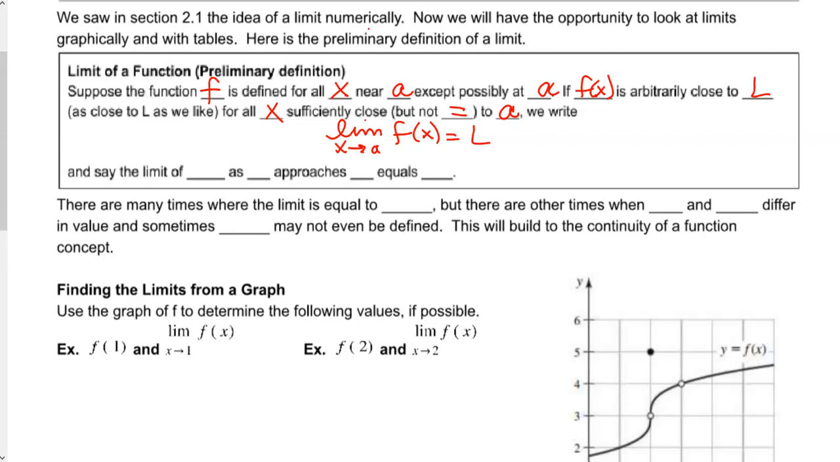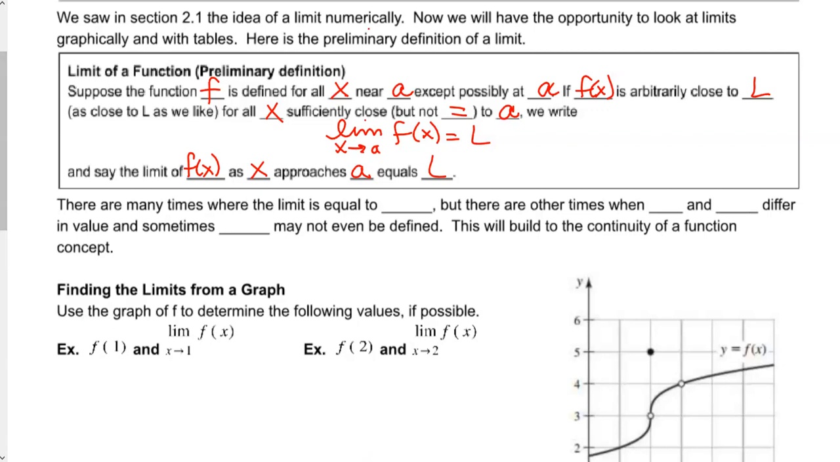And so the way that we say that is that the limit of f of x as x approaches a equals L. Or sometimes I'll say the limit as x approaches a of f of x equals L. So make sure you get every piece in there whenever we're working with that.